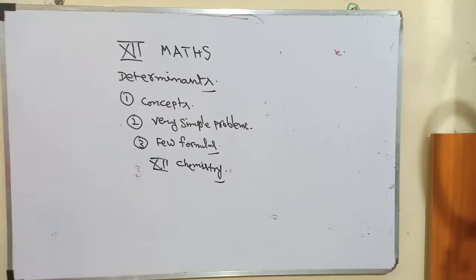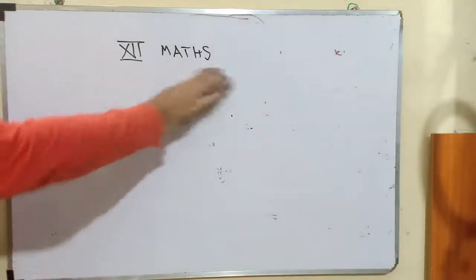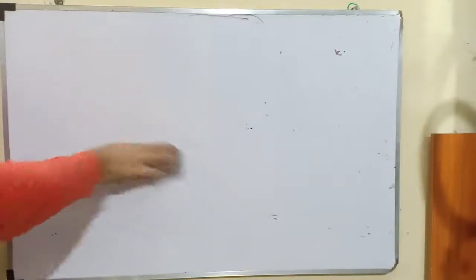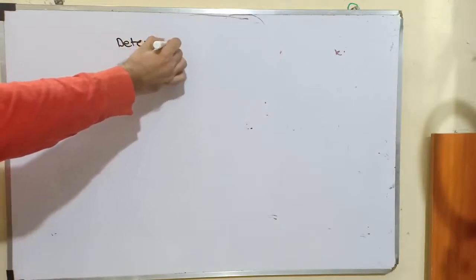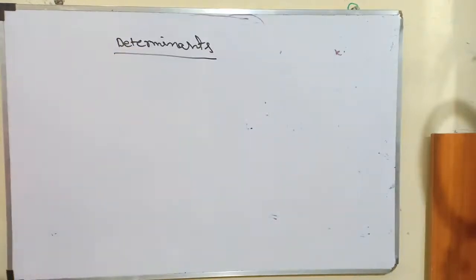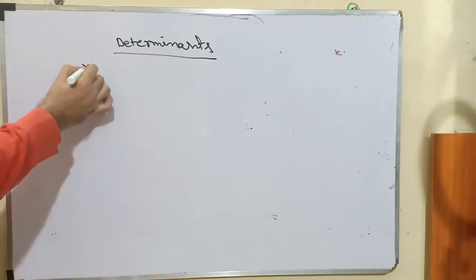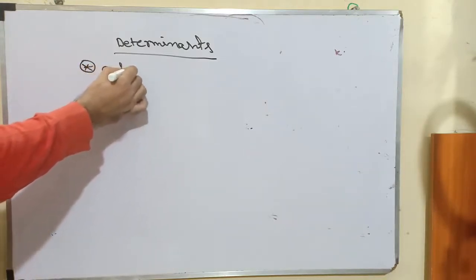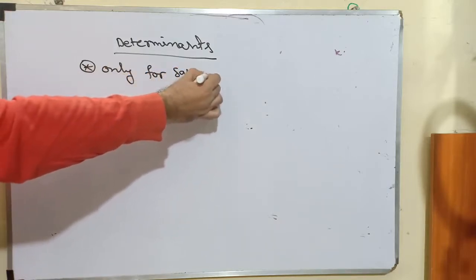And now let's move on to the topic determinants. So by the way, what is a determinant? You can put up the heading Determinants. Determinants are meant only for square matrices.